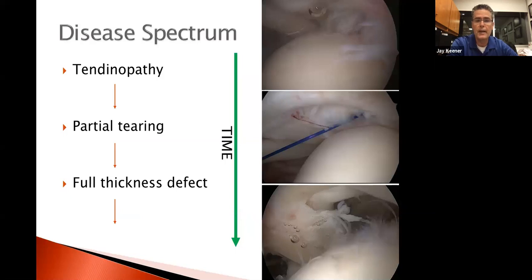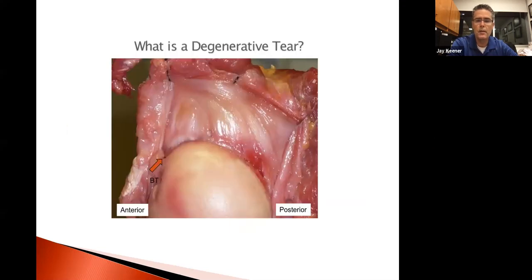So the cascade of disease ranges from tendinopathy, which is degeneration of the tendon, to partial tearing, to full thickness defects. And the number one factor is time, and that time course is probably variable from patient to patient. So one of the fundamental questions is, what is a degenerative rotator cuff tear?